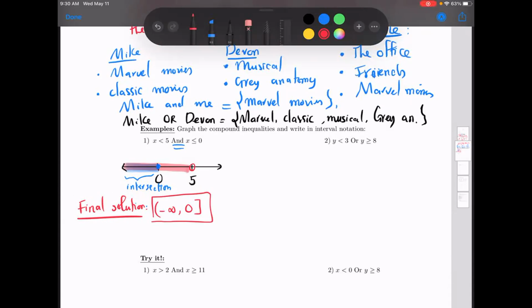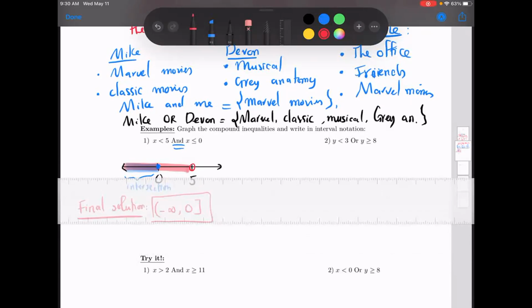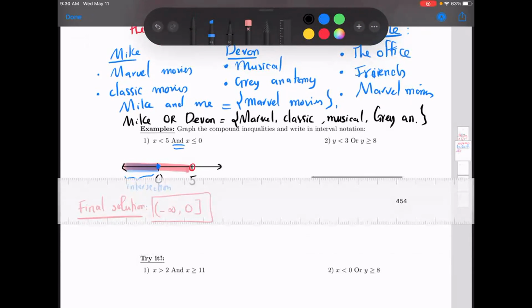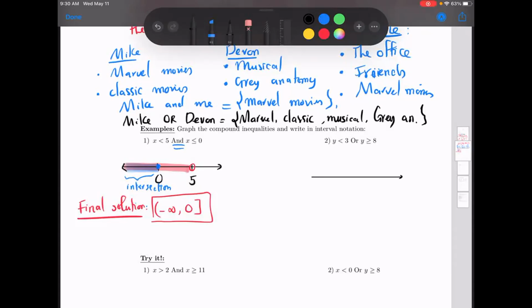What about the second one? There's an or. Again, 3 comes first, and then 8. I don't care about the scale as long as you put the numbers in the right order. Say I have y is less than 3, so up to 3, hollow, which means we're not including 3. And then y is greater than or equal to 8.